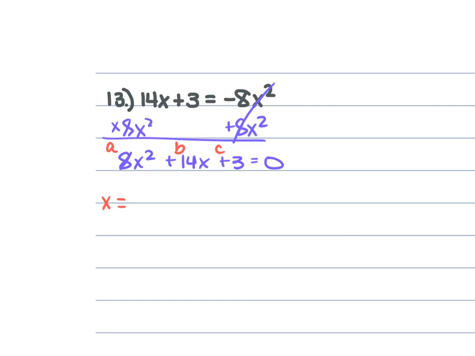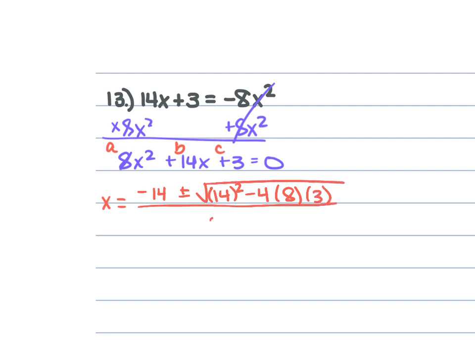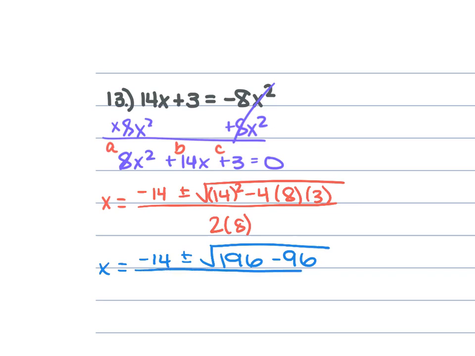quadratic formula. x is equal to negative 14 plus or minus the square root of 14 squared minus 4 times 8 times 3, all over 2 times 8. Okay, so we're going to have x is equal to negative 14 plus or minus the square root of 196 minus the 4 times 3 is 12 times 8 is 96, and it's going to stay negative because only one of those numbers is negative, and then 2 times 8 is 16.